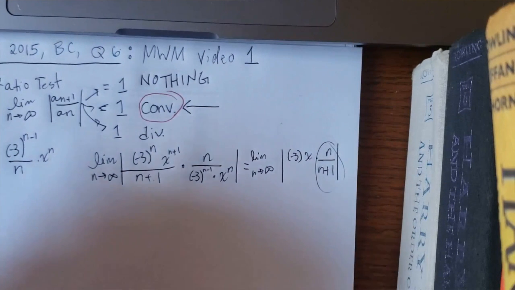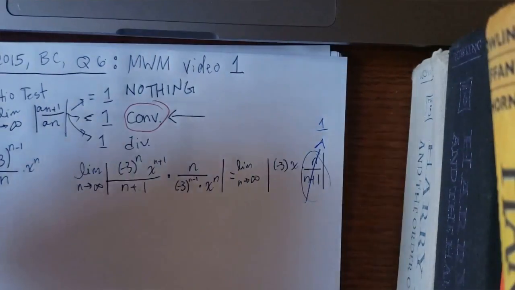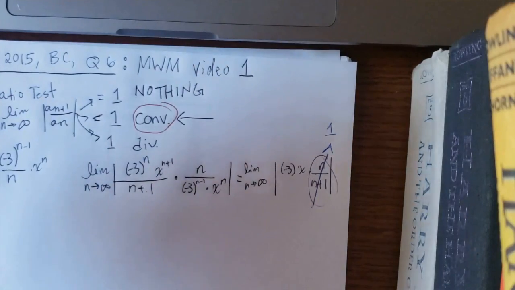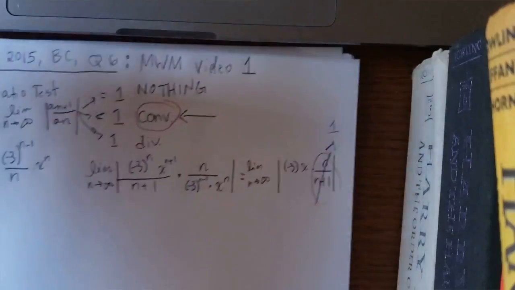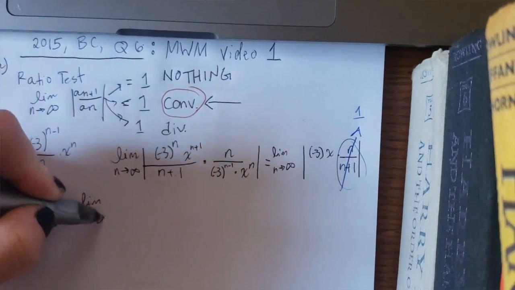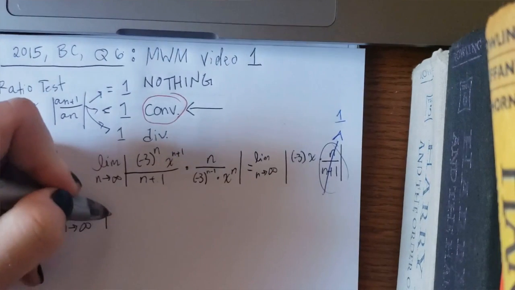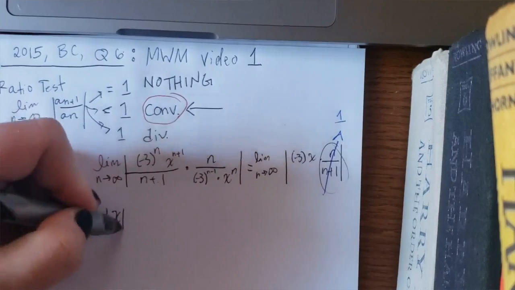99 over 100. All of those are going really close to 1 as n goes to infinity, so that part goes to 1. Our final limit that we're going to have from the ratio test is the limit as n goes to infinity of the absolute value of -3 times x. So I'm going to say 3, the absolute value of x.